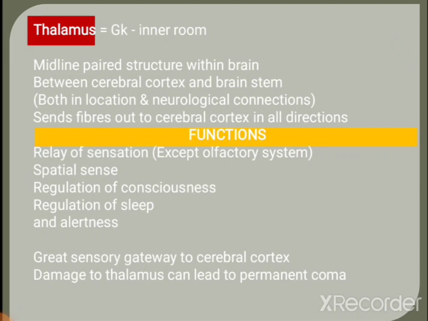So thalamus is a Greek word which means inner room. It is a midline paired structure within the brain between the cerebral cortex and the brainstem. Both in location and neurological connections, it sends fibers out to cerebral cortex in all directions. Functions are relay of sensations except olfactory system, spatial sense, regulation of consciousness, regulation of sleep and alertness. Great sensory gateway to cerebral cortex. Damage to thalamus can lead to permanent coma.